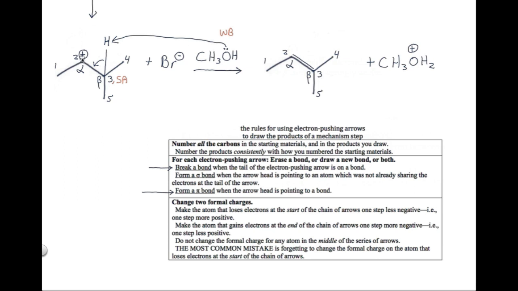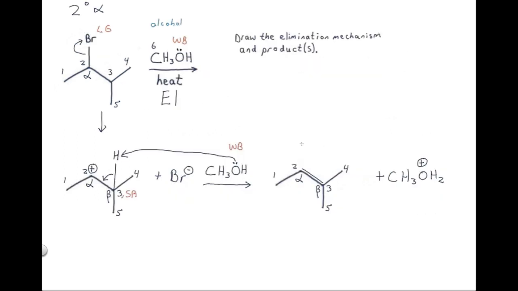Carbon 2 is gaining electrons at the end of the series of arrows. Carbon 2 started positive and gained electrons, so it becomes one step more negative, one step less positive. So carbon 2 changes from positive to neutral. Well, now we've finished the mechanism involving this beta carbon. But remember, there's also another beta carbon, carbon 1, which we expect to give us a different product. So now we have to draw the mechanism again using carbon 1 as our beta carbon.